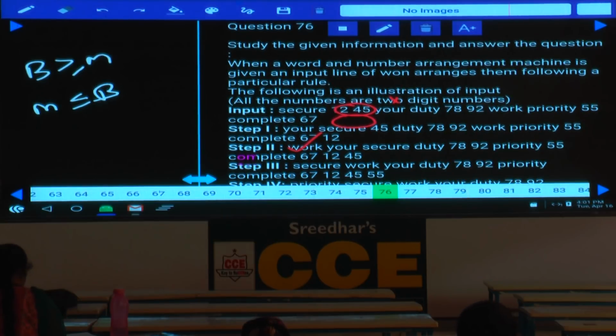Then 76 to 80. Now in this 76 to 80, it is based on input and output. Now in this input and output 76 to 80.